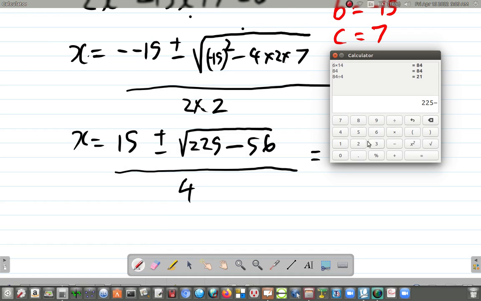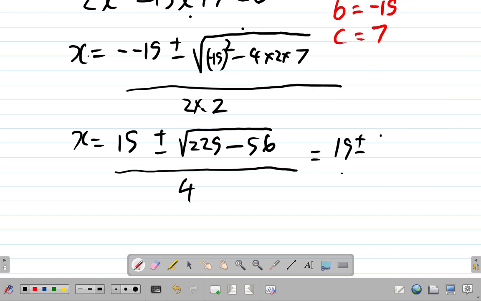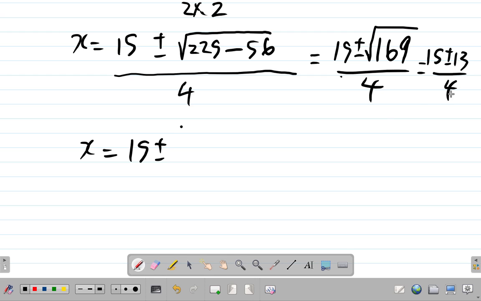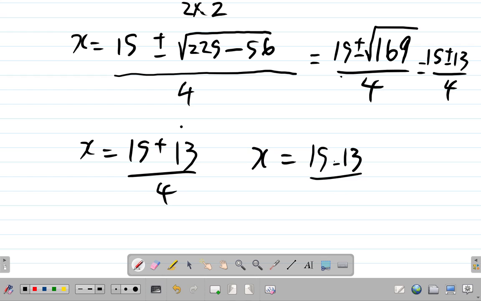Just to save time, 225 minus 56, just use a calculator, that is 169. So we have 169 divided by 4. Now, what this means is that in one case, x is 15 plus or minus the square root. Let's just deal with the square root part here. The square root of 169 is 13, so plus or minus 13 over 4. So in one case, x is 15 plus 13 over 4, and the other case x is, it says 15 plus or minus, but in this case we're going to use minus. x is 15 minus 13 divided by 4.